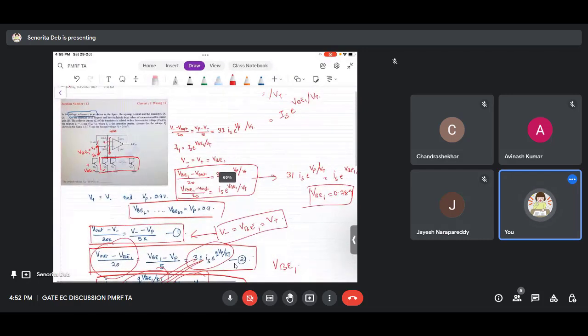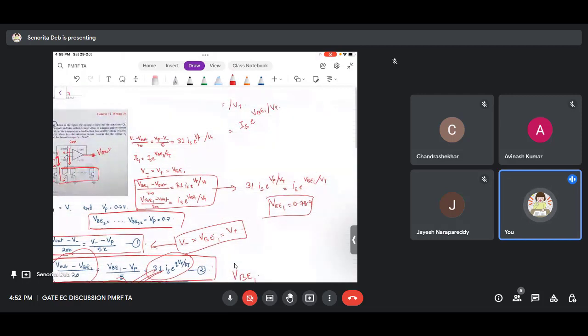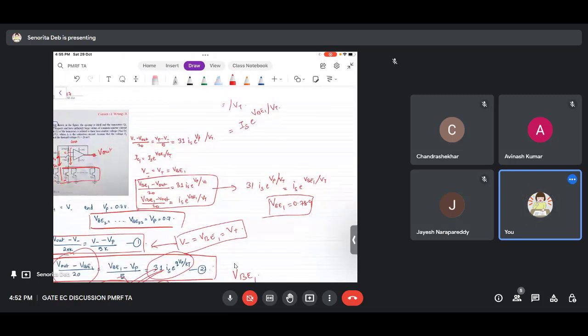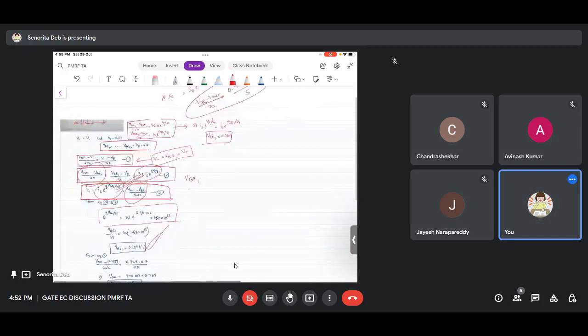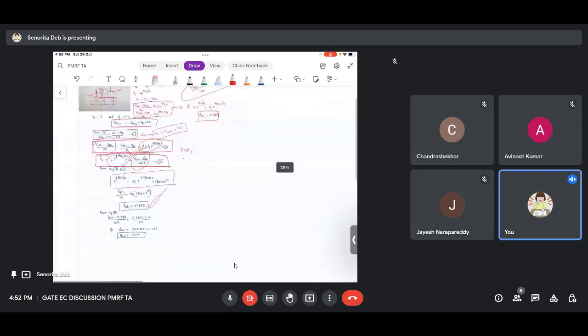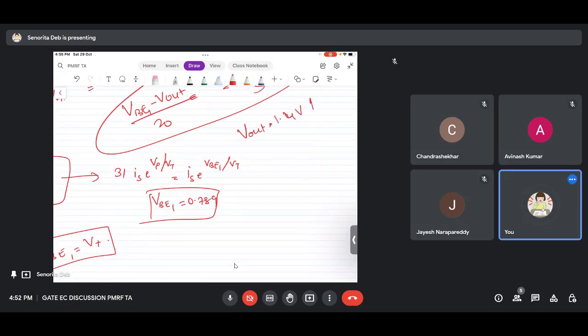Output voltage V out. Okay? So once you know Vb1, you can simply apply it, because (Vb1 minus V out) by 20 equals to Vp, given 0.7 minus Vb1 by 5. You can apply it here and then you will get V out as 1.4 volts. So a bit lengthy question. Okay, so please go and solve it back.